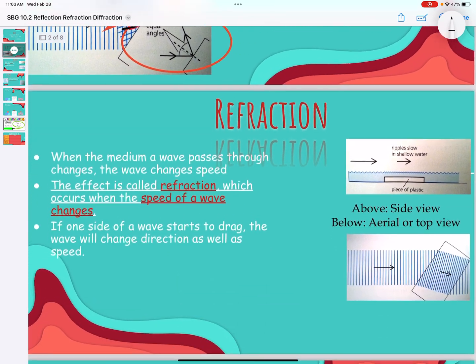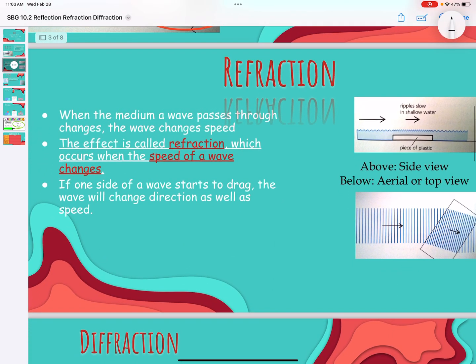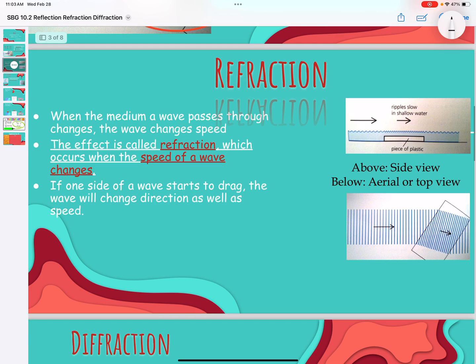So our second one that we look at is called refraction. And refraction is what happens when the medium that the wave is passing through changes. And this is going to affect the speed that the wave is moving at. So in this top picture, I've got a series of ripples in shallow water that are moving from the left to the right. And there's a shallow piece of plastic that has been put in there, and that's going to make the depth of the water that the wave is moving through change from here to here. This is where we're going to have shallow water.